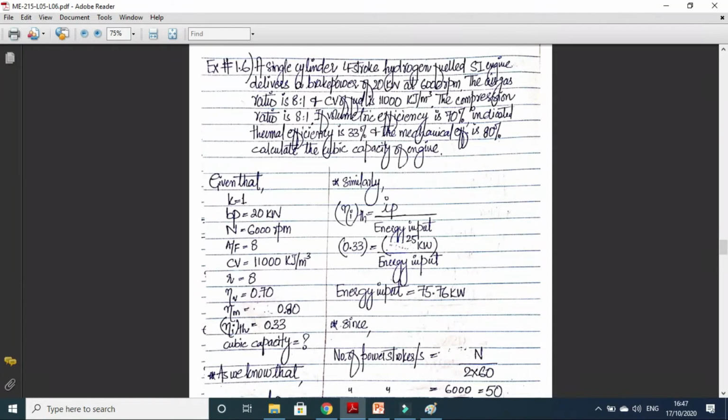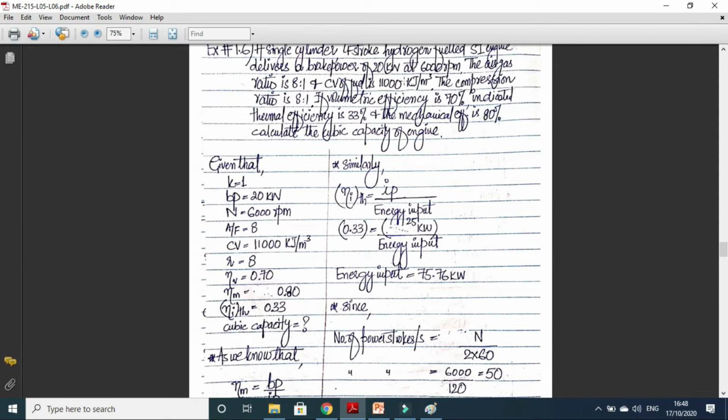Now let's move forward. Solve example 1-6. A single cylinder, it means K is equal to 1. 4-stroke means small n is equal to capital N by 2. Hydrogen fueled SI engine delivers a brake power of 20 kilowatt. BP is 20 kilowatt at 6000 rpm. Capital N is 6000. The air fuel ratio is 8:1. Calorific value of the fuel is 11,000 kilojoule per meter cube. The compression ratio is 8. Volumetric efficiency is 70%. Indicated thermal efficiency is 33%. And the mechanical efficiency is 80%. Calculate the cubic capacity of the engine.